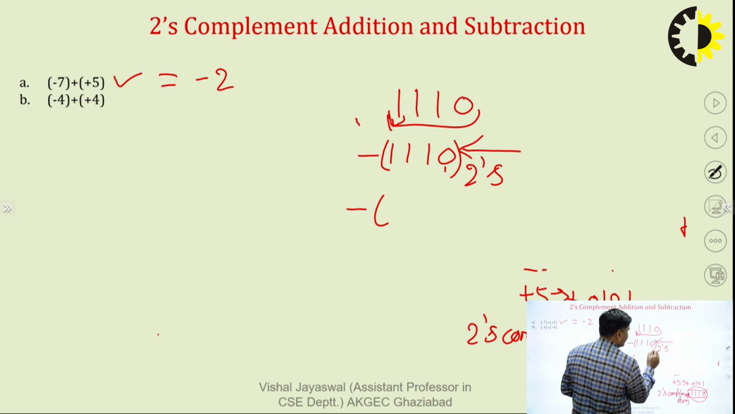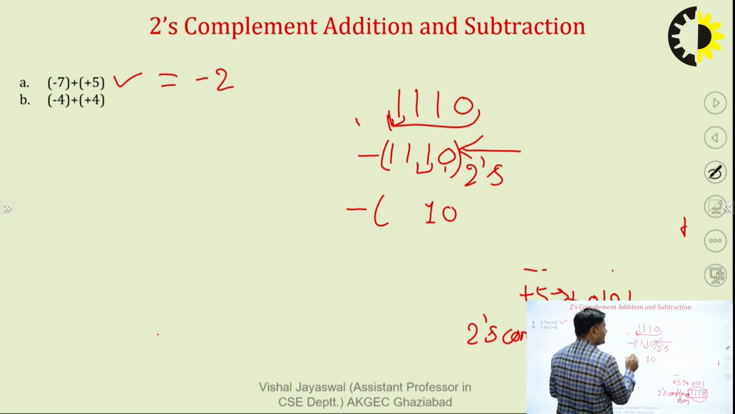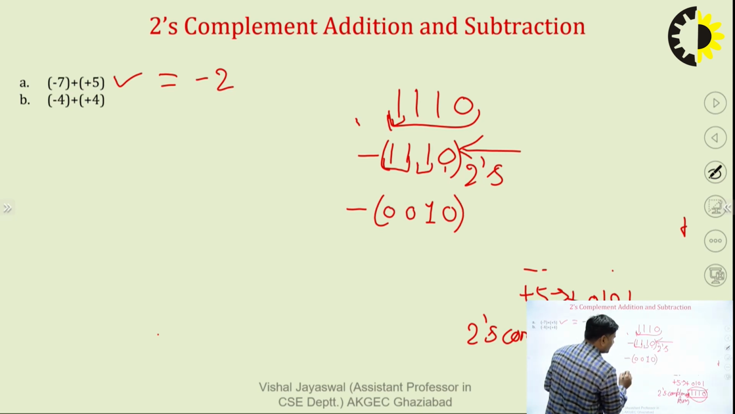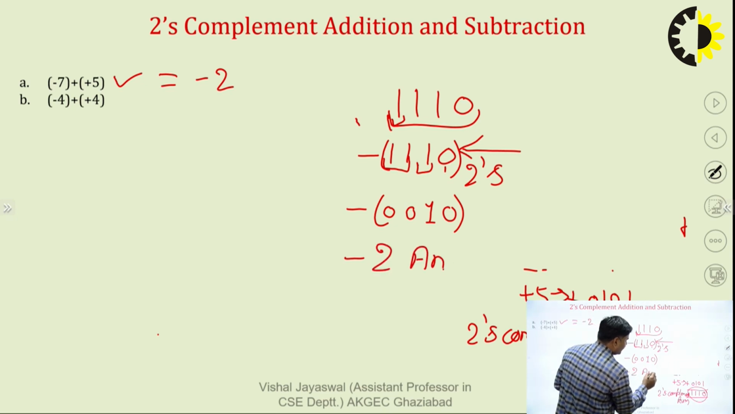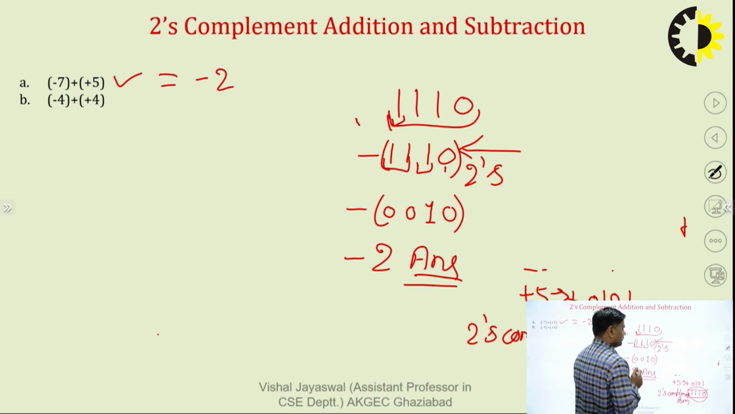So 0 becomes 0, there is no change. First one occurred here, so this is written as it is. Then after this, these two numbers are inverted, meaning this one becomes 0, this one becomes 0. This becomes minus 2. This is the answer. If we add minus 7 and plus 5, we got the result minus 2, and this result is given in 2's complement form.